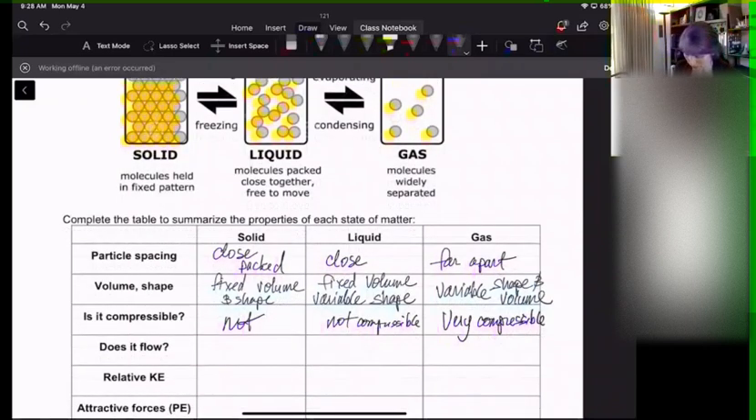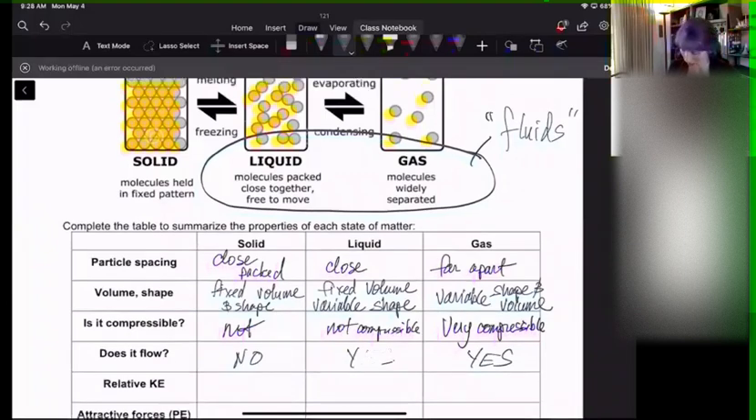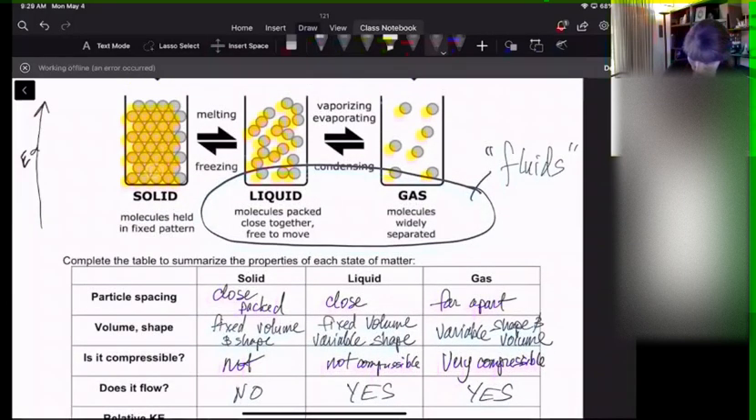All right, does it flow? So these guys are both considered fluids. So a solid does not flow, but gases and liquids do. And here's where we're making the connection from what we did before to what we're looking at now, and that is with the energy, the relative energy in that substance. Now, we've talked a little bit about this energy scale, and this is proportional to temperature.